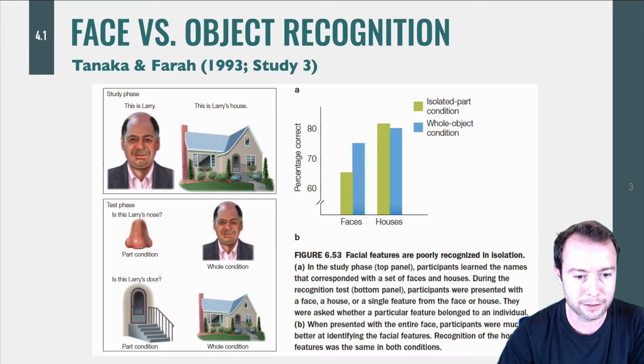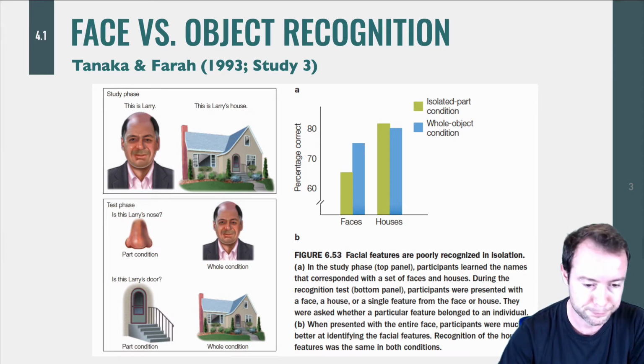If we look at figure A on the top right of the image here, along the y-axis is the percentage of responses that they got correct.